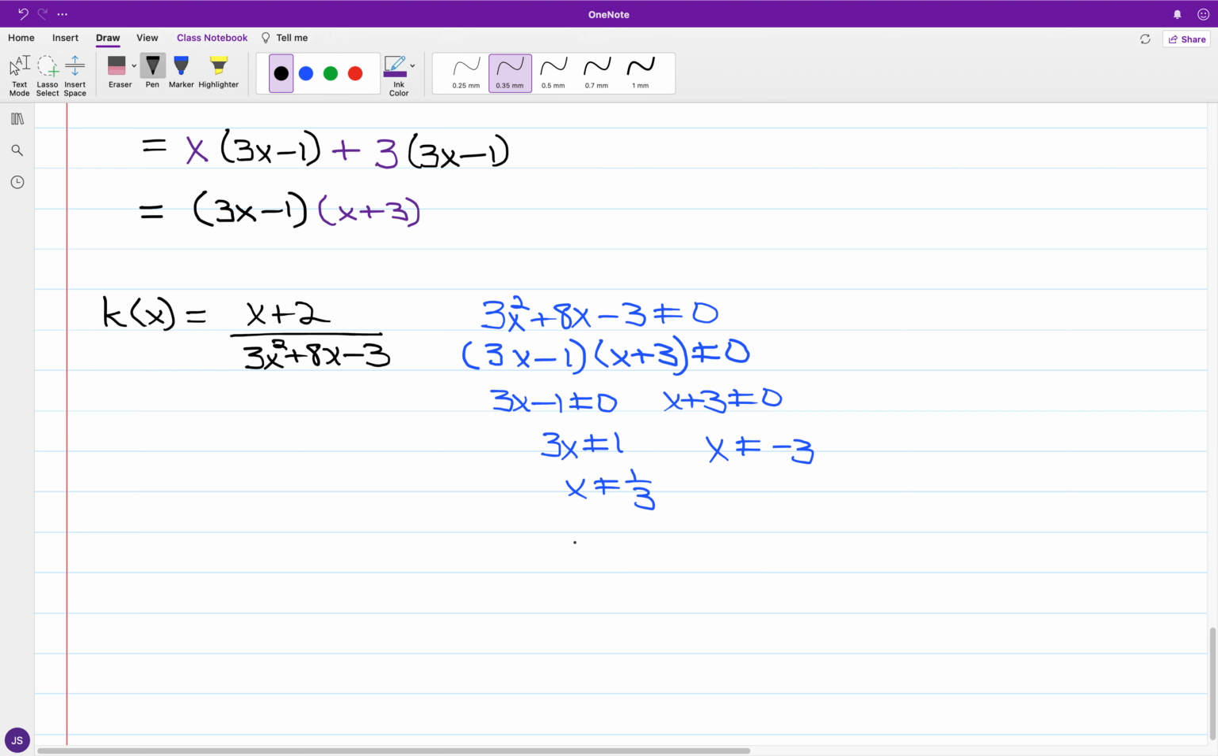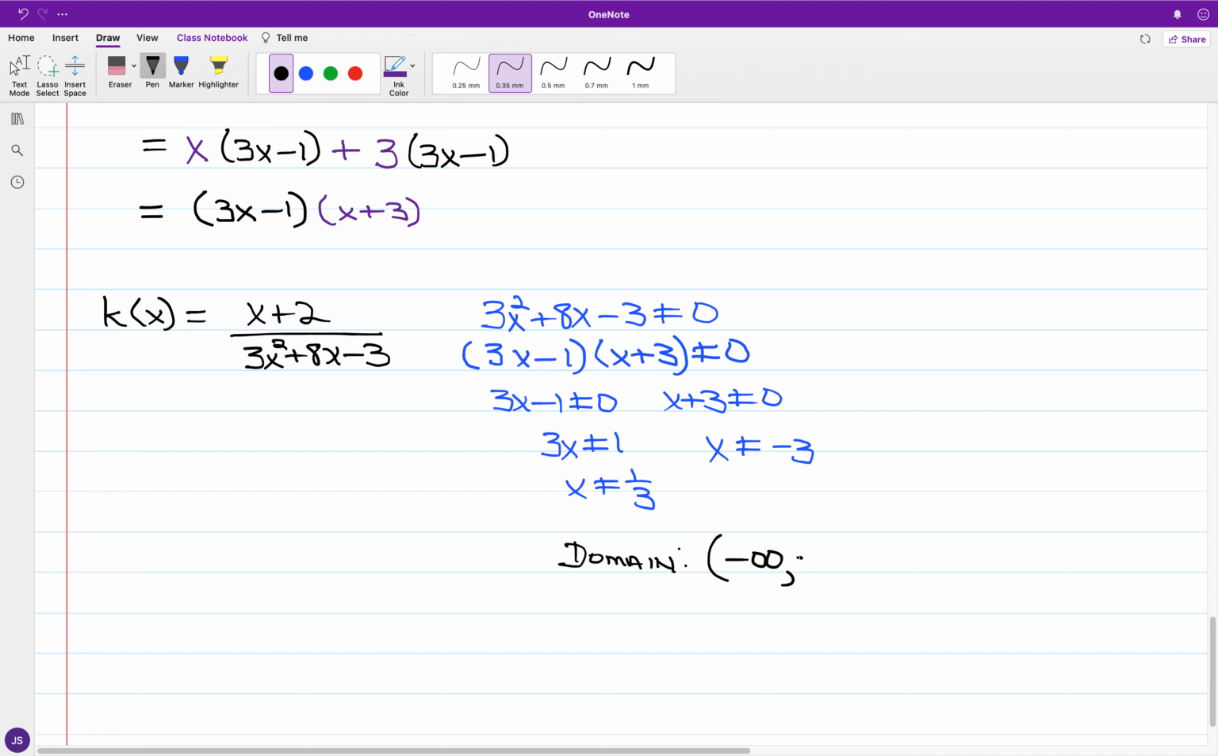And so in the case of the domain, we have two values excluded, negative 3 and positive 1/3, with negative 3 as the smaller of the exclusions. We have at the lower end those values.